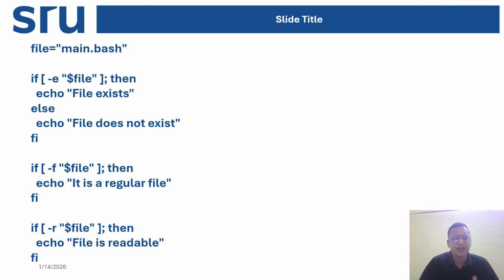Suppose file is equal to main.bash. If -e dollar file, then -e means whether the file exists or not. If the file exists, it displays the message file exists, otherwise file does not exist. Second option, -f: if it is a regular file, it displays it is a regular file. -r: if the file is readable, automatically it displays the message file is readable, like that.